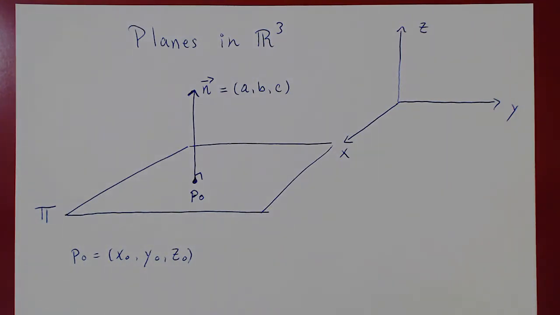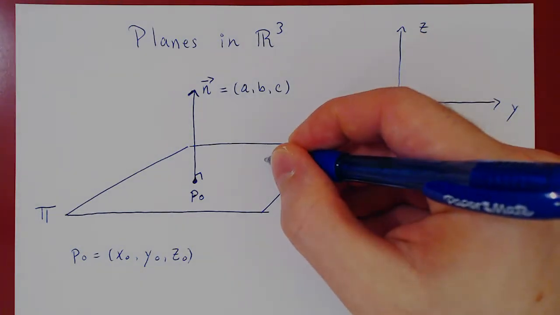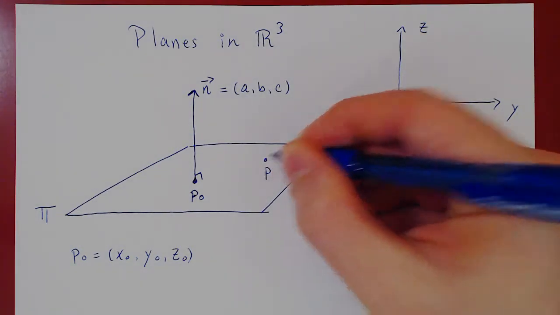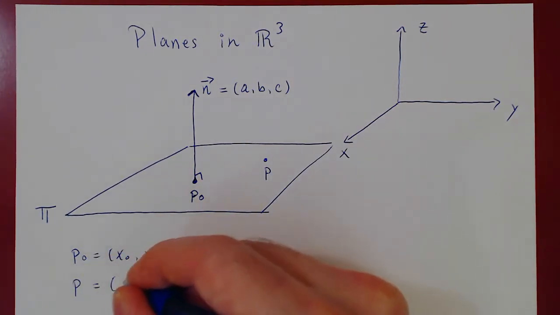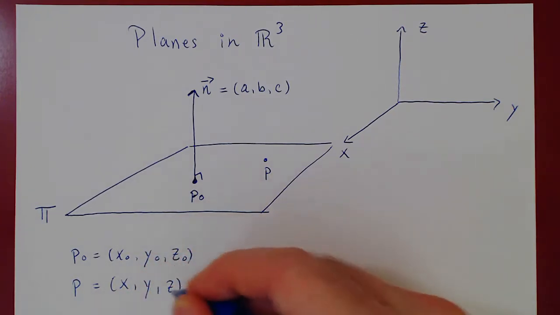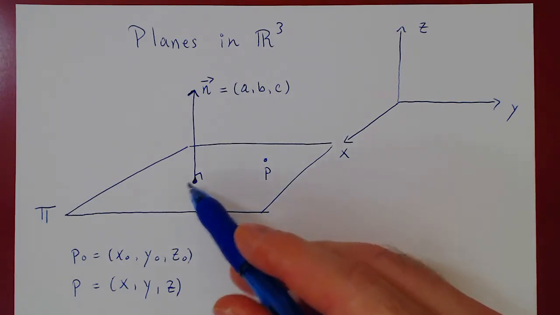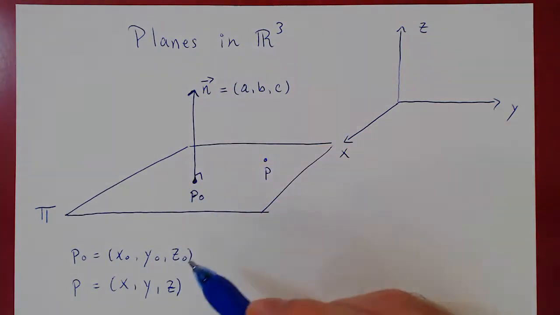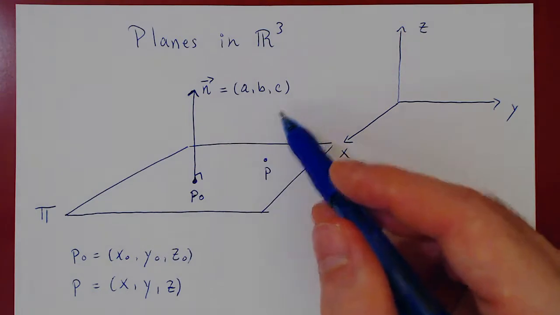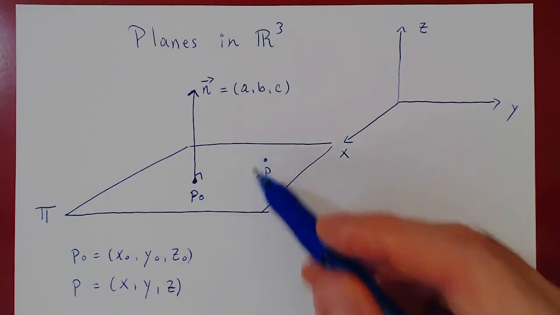The question is, what equation would capture the point being on the plane or the point being off the plane? Suppose you have a point on the plane. Let's call this point P. And suppose that the point P has coordinates x, y, z. So we have this arbitrary point in space. And the question we're going to ask is, can we find a criteria in terms of the anchor point of the plane, P0, and its directional vector, the normal vector? Can we find a criteria in terms of these two quantities that will tell us whether or not the point P is a point on the plane?